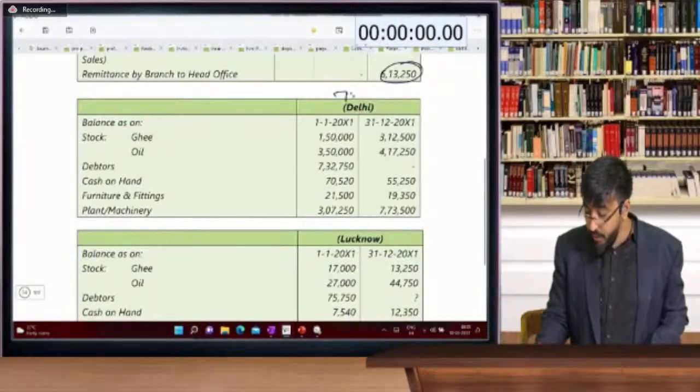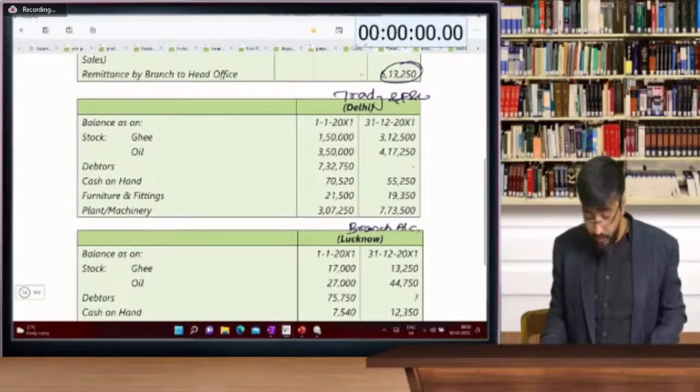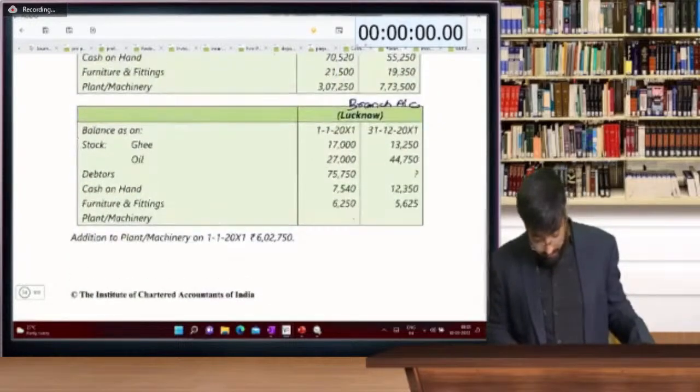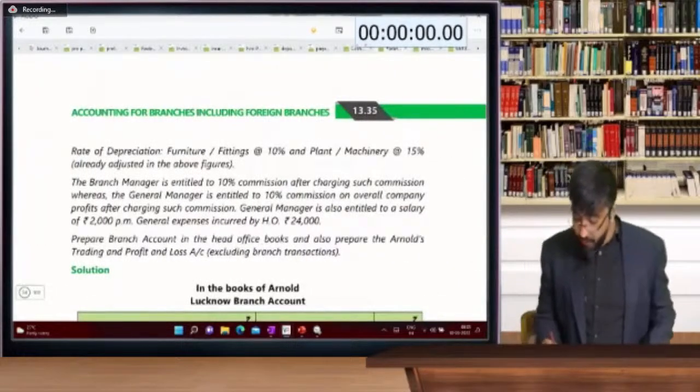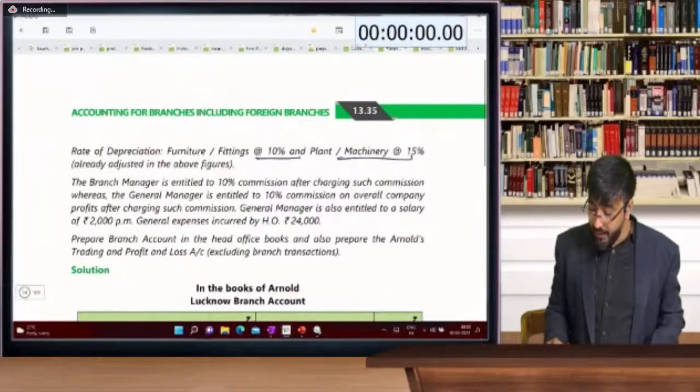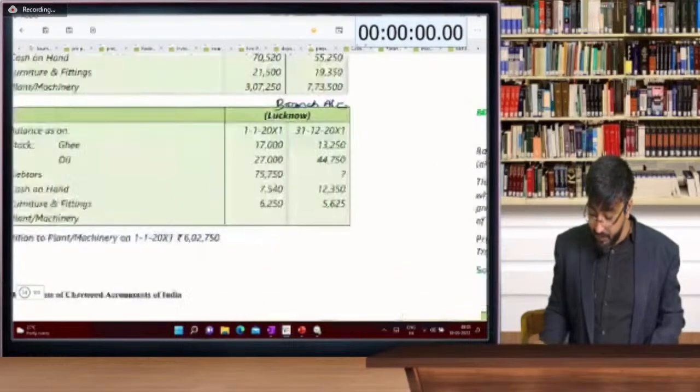For Delhi, we will prepare trading and P&L account. And for Lucknow, we will prepare branch account. So you can write over there, branch account. Rate of depreciation is 10% on plant and machinery, 15% on furniture, 10%.